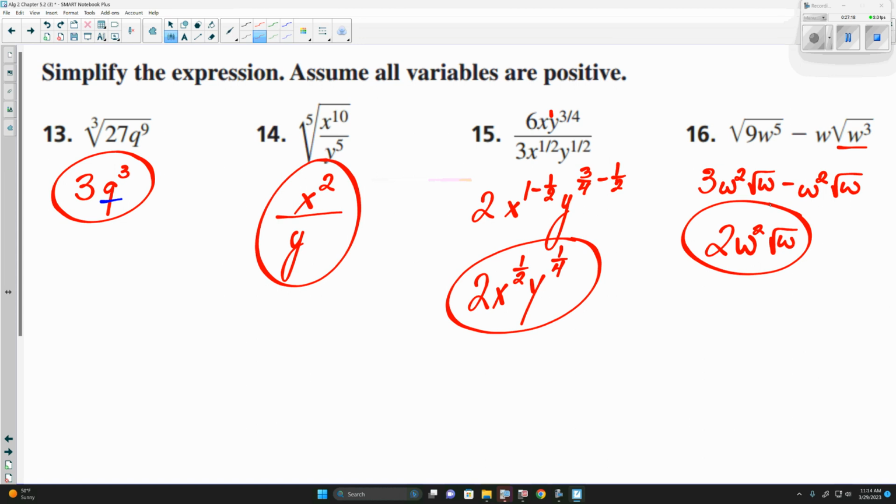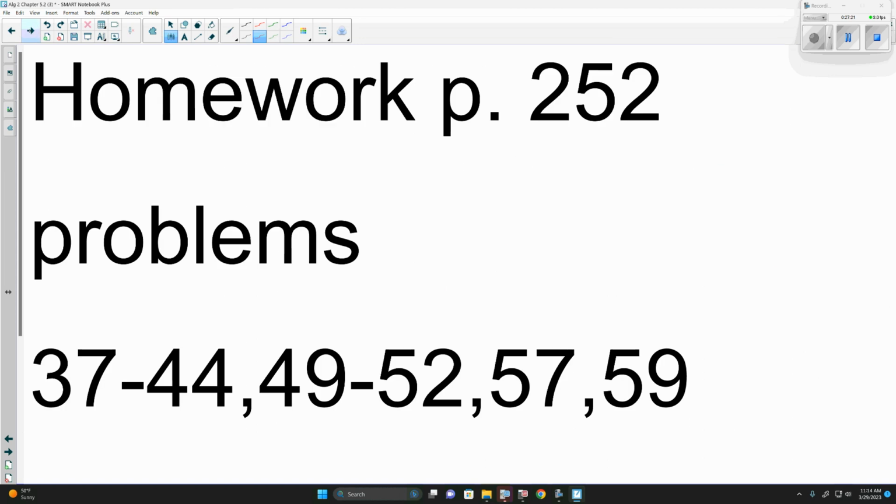Now the homework, it's on there. I created it as a worksheet, but if you notice, the problem numbers on the worksheet do match this here. So if you do lose that sheet, in the digital textbook, which is in Google Classroom, on page 252, it is problems 37 through 44, 49 through 52, 57, and 59. I have also included this worksheet in Google Classroom, so there's another place that you can find it and utilize it. I can get some here in a minute.